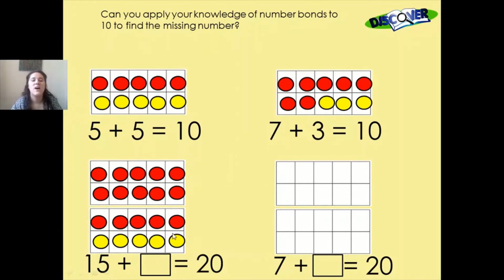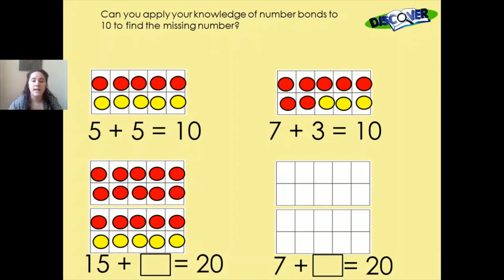Well done. Our number bond to 10 has this tens frame here, which is the exact same as this tens frame down here. They both have 5 red counters and 5 yellow counters. As we've discussed before, 15 is split into a group of 10 and 5 ones. And I know from my previous work on number bonds to 10 that if I have 5 ones on a 10 frame, I need 5 more to complete that tens frame and make 10.